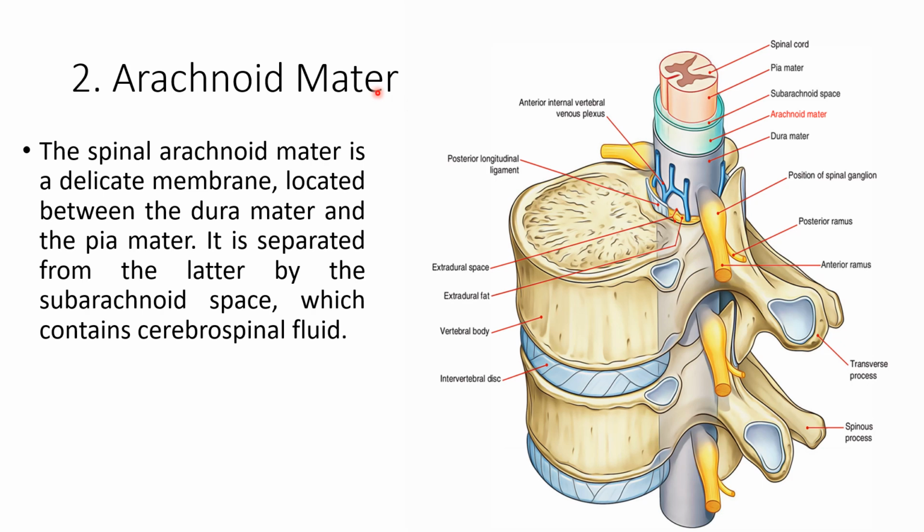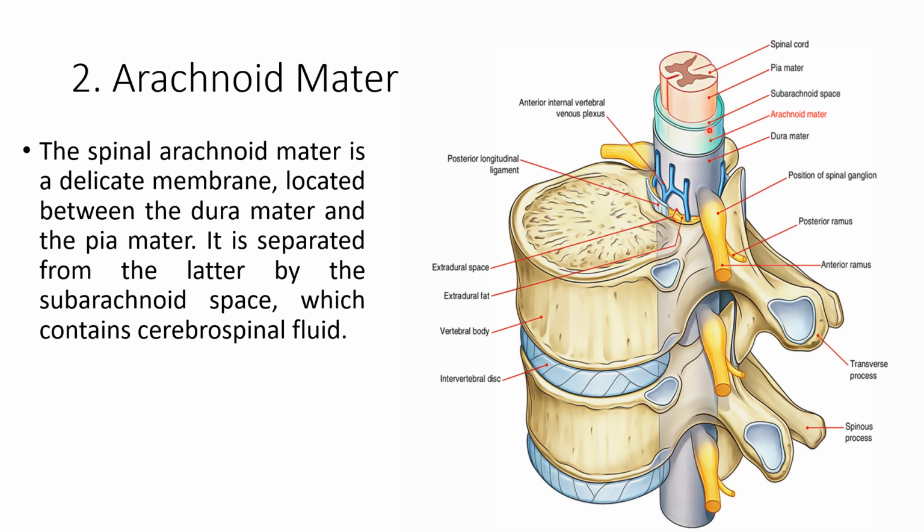About the second layer, that is arachnoid mater. The spinal arachnoid mater is a delicate membrane. It is located between dura mater and pia mater. It is separated from the pia mater by the subarachnoid space. This space contains the cerebrospinal fluid. This is the dura mater, this is the arachnoid mater, and this is the pia mater. So, arachnoid mater is situated between pia mater and the dura mater.